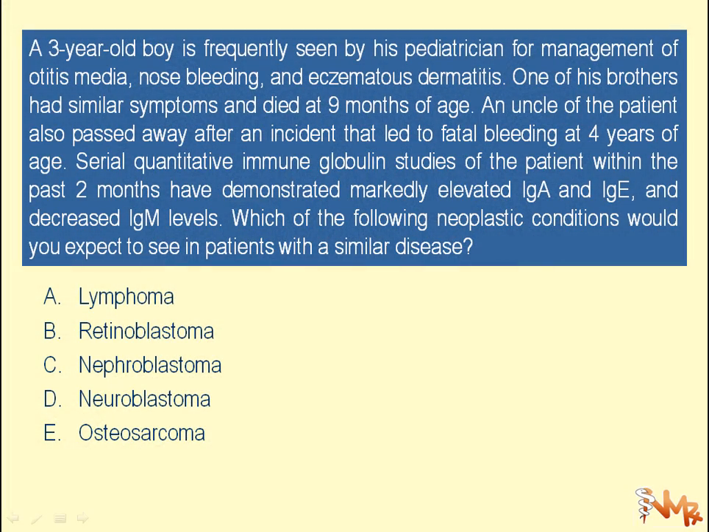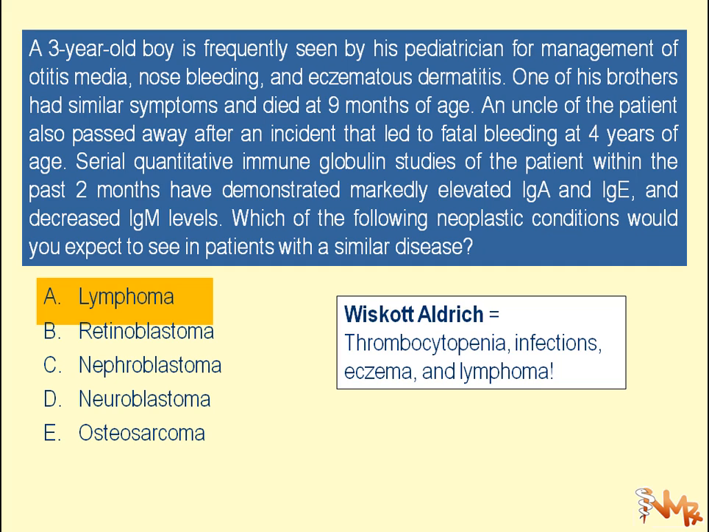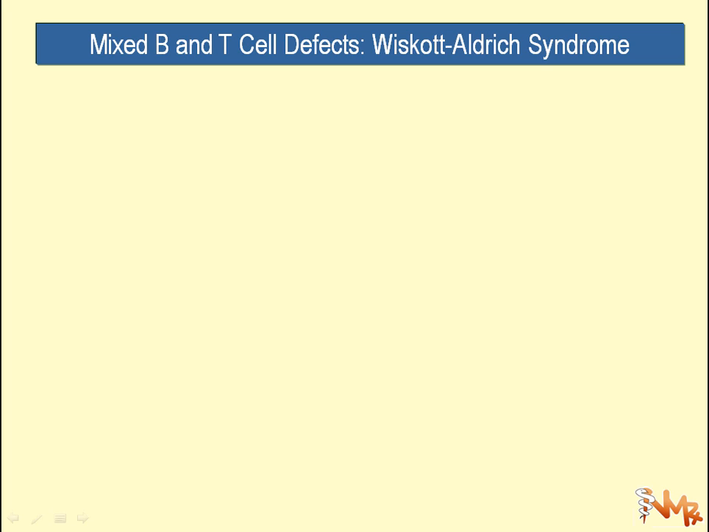For now, I will give you the correct answer, and then we're going to explain more details about this condition. Lymphomas are associated with Wiskott-Aldrich. The famous triad of Wiskott-Aldrich is thrombocytopenia, and that's why we had nose bleeding in this patient, infections, and eczema. Actually, this is a tetrad with lymphoma, and I added in the lymphoma for you to make the story more complete. Let's look at Wiskott-Aldrich.